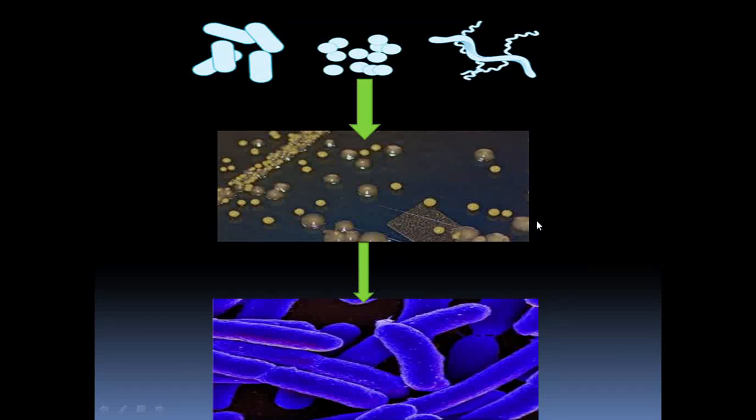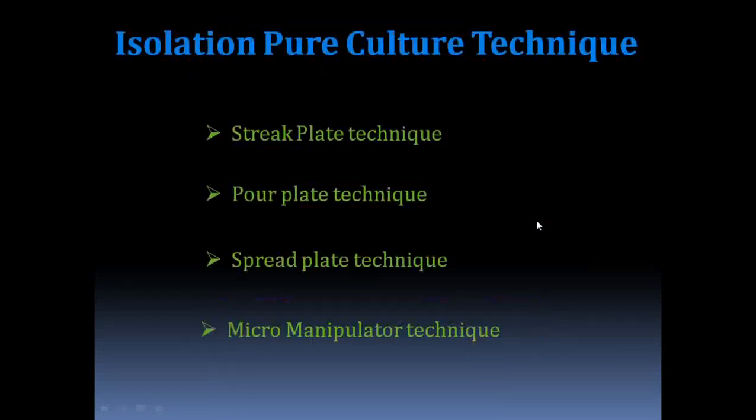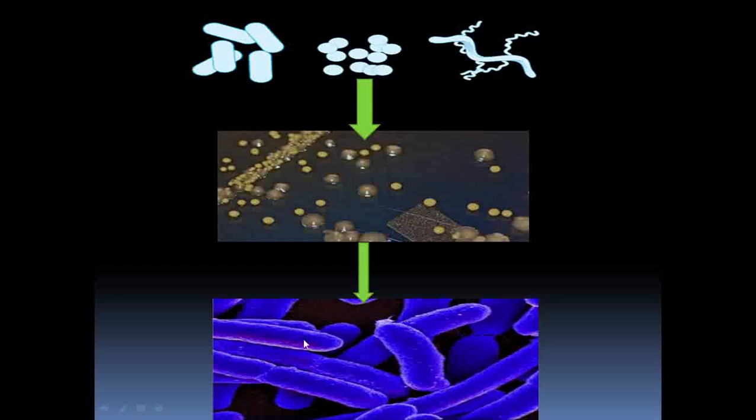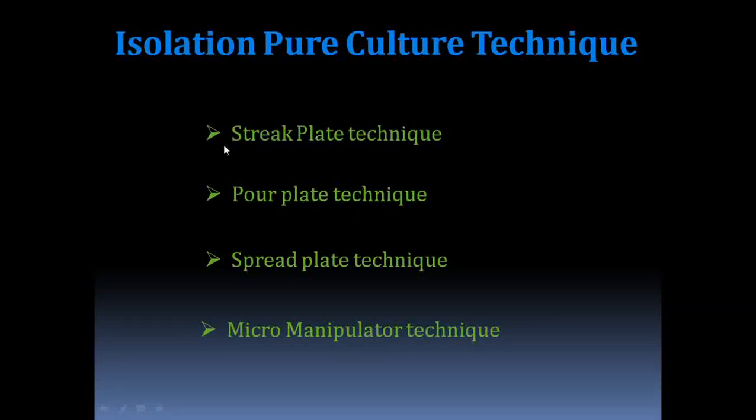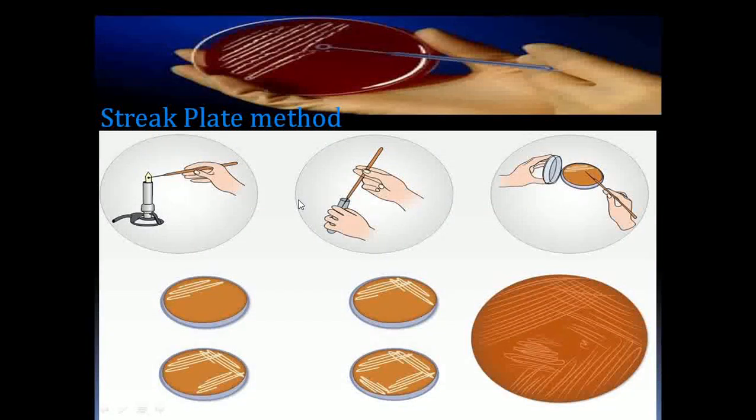Understood? So let's talk about how I can do it. To isolate our pure culture, I need to follow one of these techniques, which will help me gain a single cell population or single cell type within that population. Fine. So first we'll talk about the streak plate method.